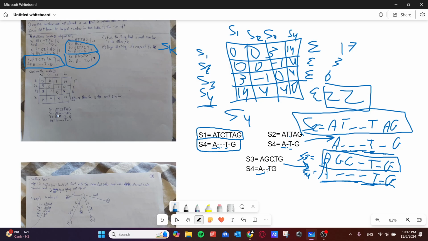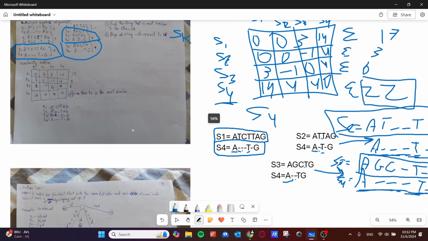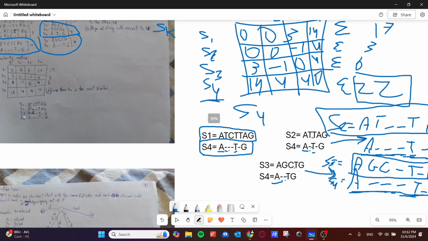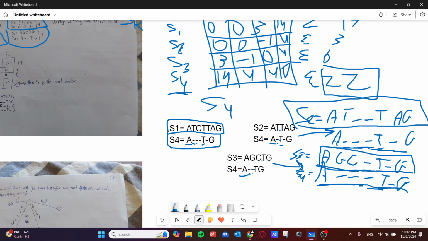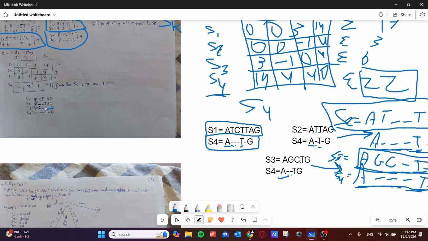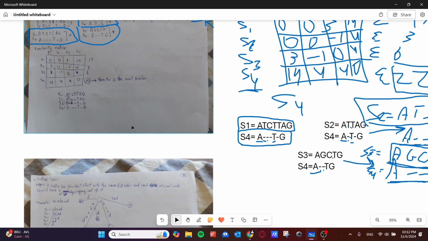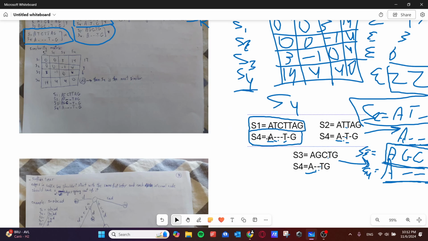So let's compare AT, ATC, TTAG. For S2, I have AT, two gaps, TAG. Okay? For S3, I don't know if it's visible for you. AG, AGC. Here I have AGC, gap T gap, gap T gap, then G. Okay? Then I have the S4, which I can take from this one.